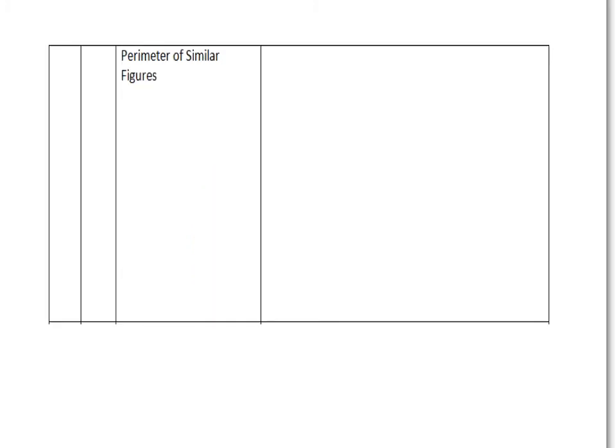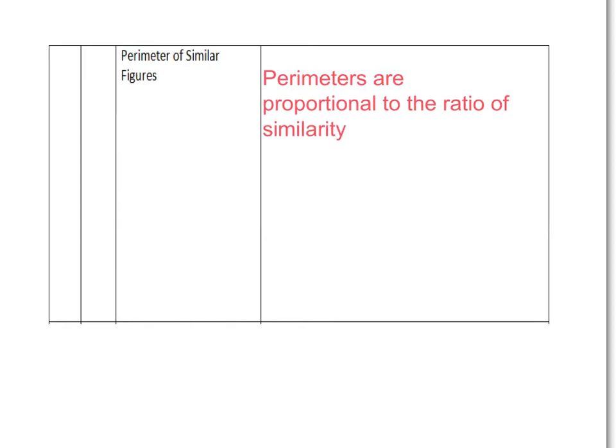We're going to be talking about perimeters of similar figures. So go ahead and find this in your packet. Okay, and what you need to know is that the perimeters are proportional to the ratio of similarity.